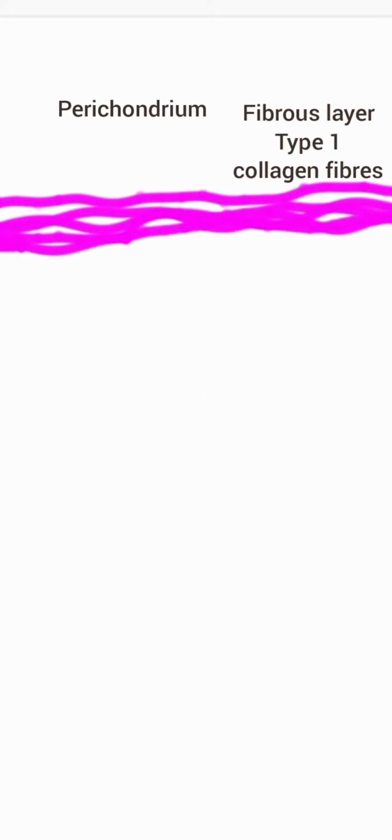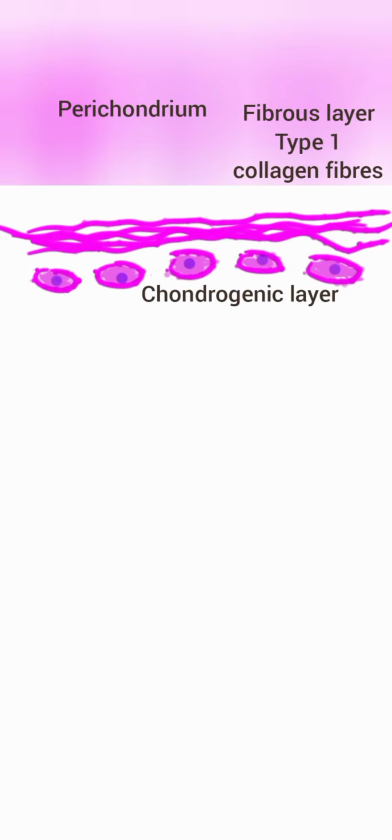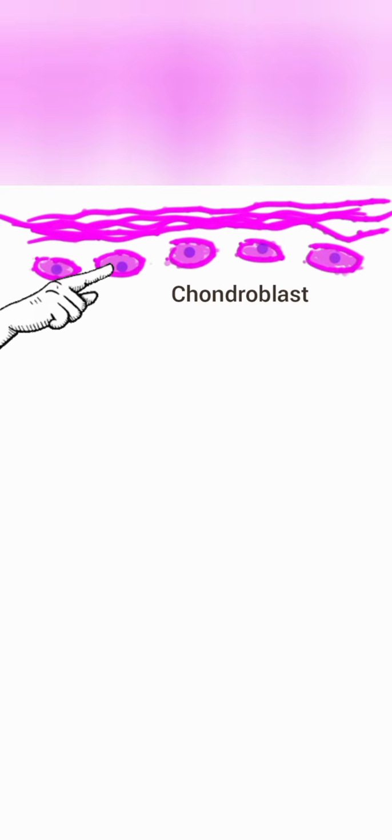Hi, today let us discuss the histology of cartilage. A cartilage is lined by a perichondrium, which consists of a fibrous layer made up of type 1 collagen fibers and a chondrogenic layer made up of chondroblasts. These chondroblasts have the ability to divide into 2 to 4 cells, forming a cell nest present in a lacuna.